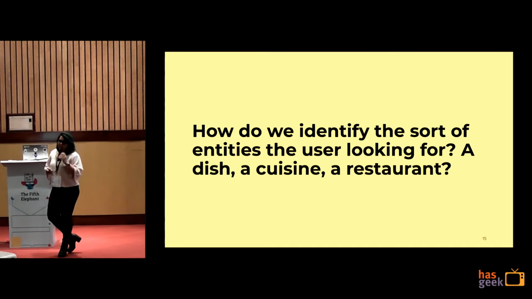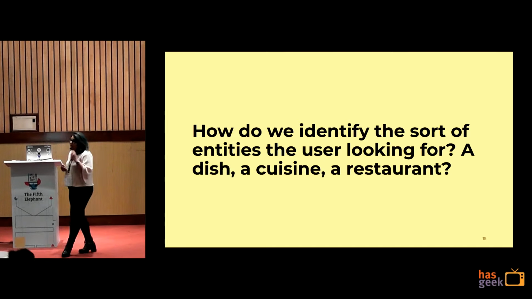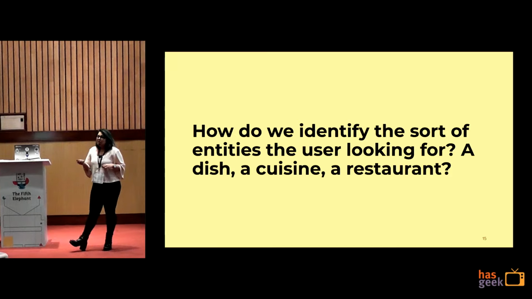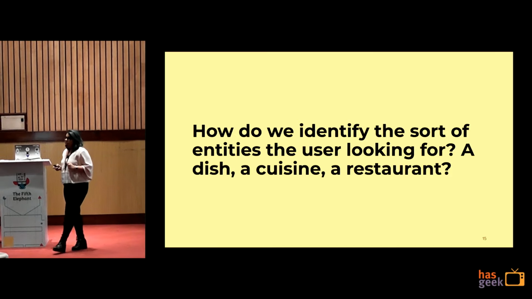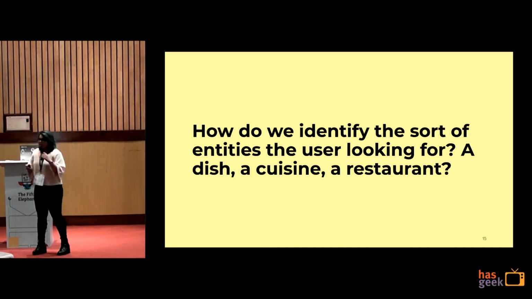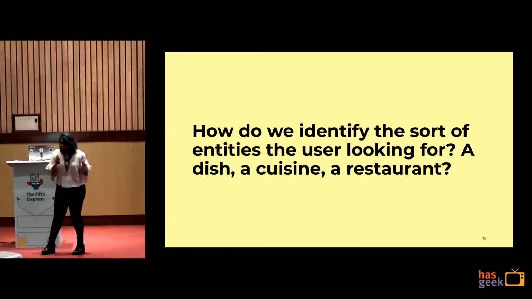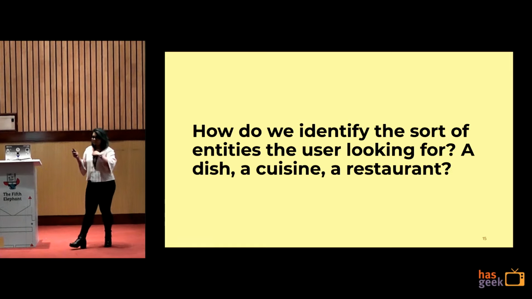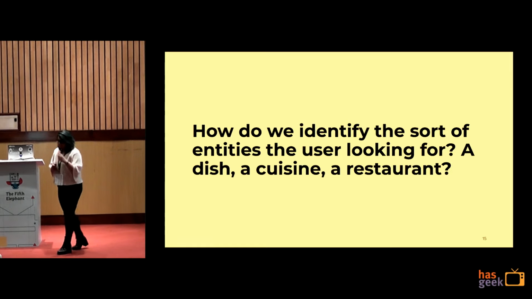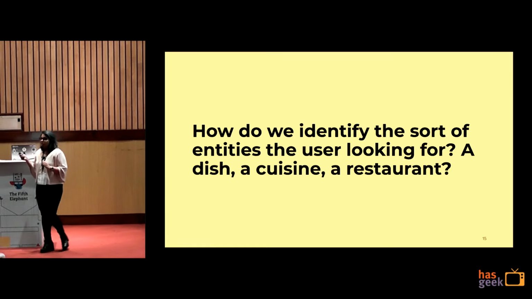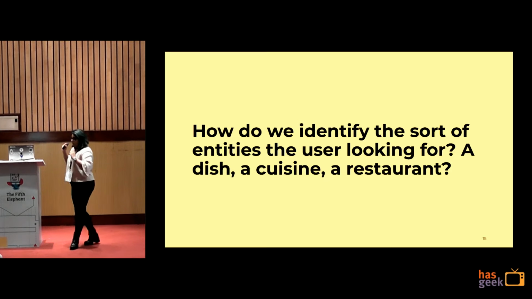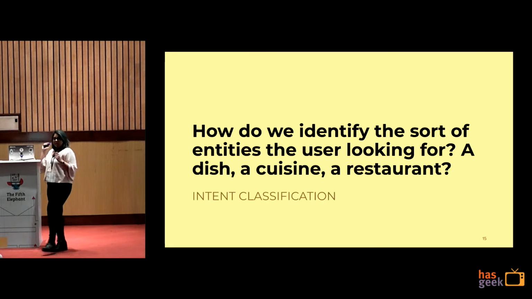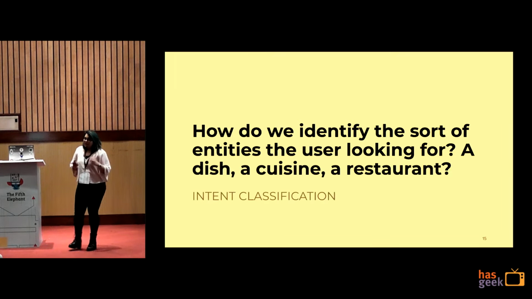The first one: how do we identify the searcher's intent? How do we know that the query the person typed in is referring to a dish, a restaurant, or a cuisine? For example, if you're searching for coffee, how do I identify whether coffee is a dish, the name of a restaurant, or a type of cuisine? This is done by building an intent classifier.